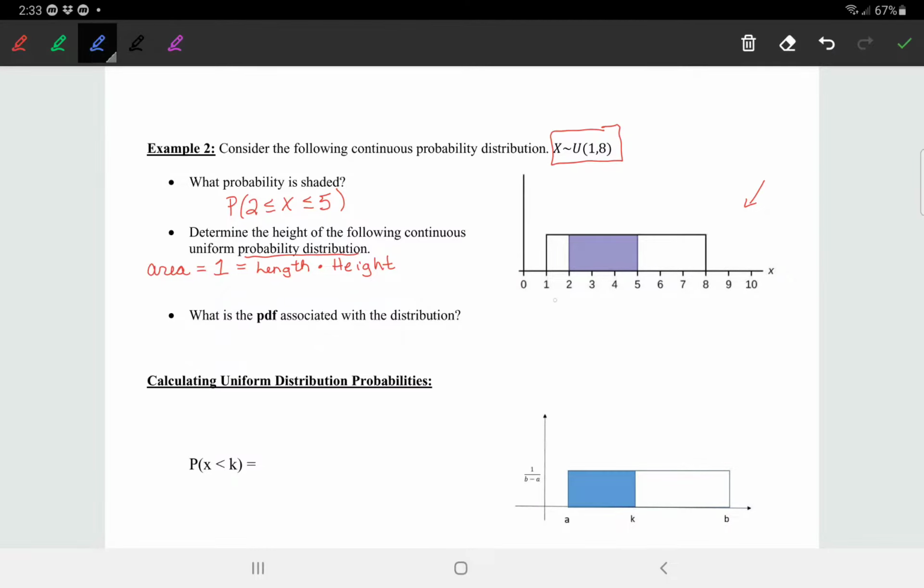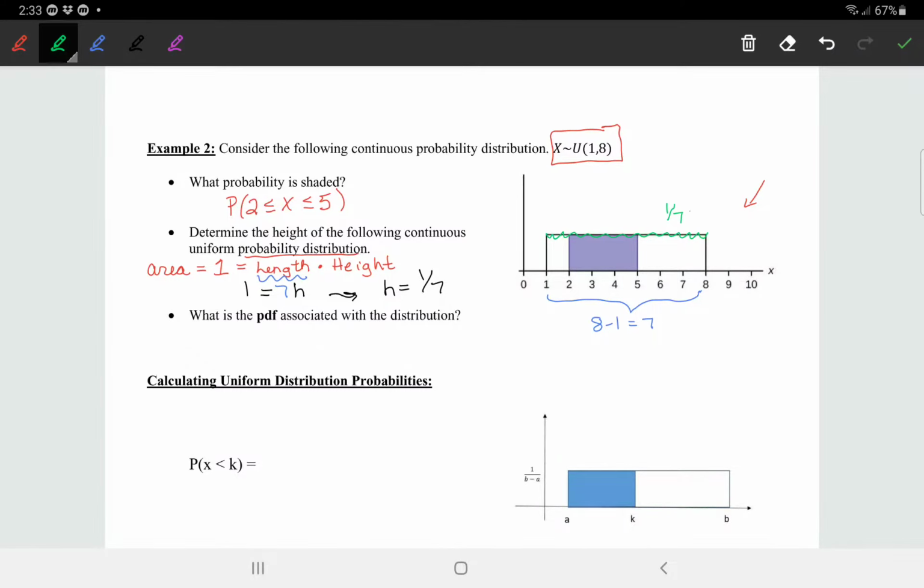So we can look and see what's the length of the entire rectangle that we have. The length must be 8 minus 1, which is equal to 7. So I can substitute this in. 7 times the height must be equal to 1. And if you solve this for the height, then the height must be 1/7. That represents here. The height of the rectangle is 1/7.